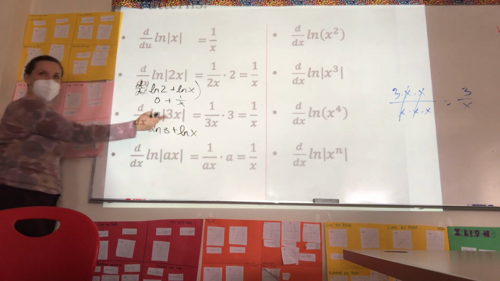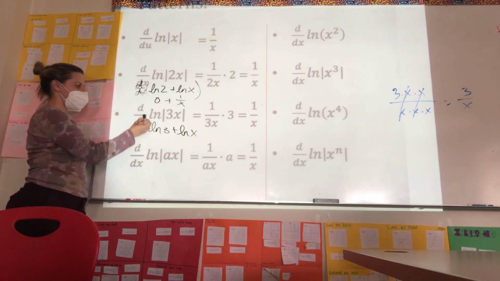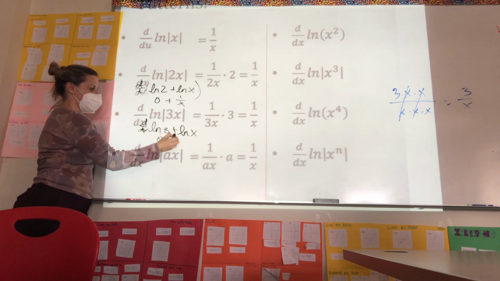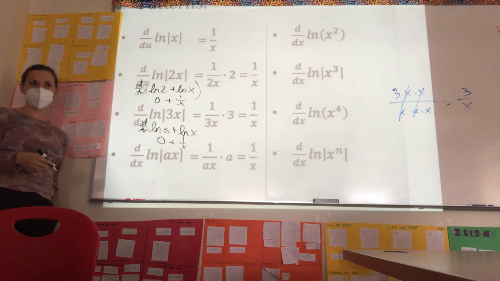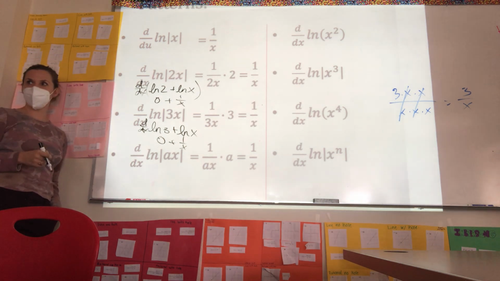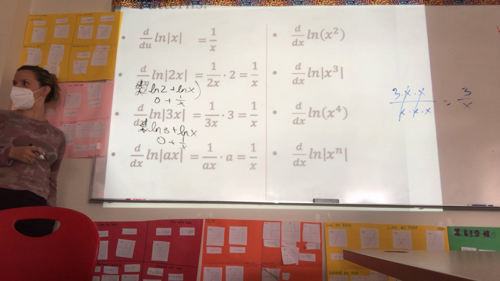So this would be ln of 3 plus ln of x. What's the derivative of ln of 3? 0. And then 1 over x. See why they're all the same? It's because of that 0, and because of that rule.